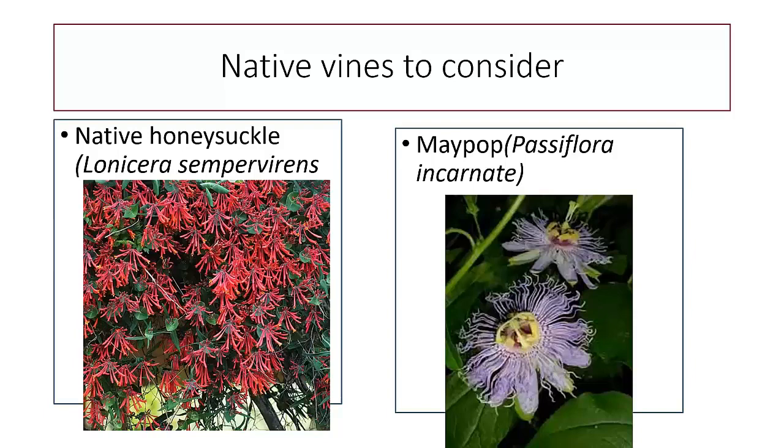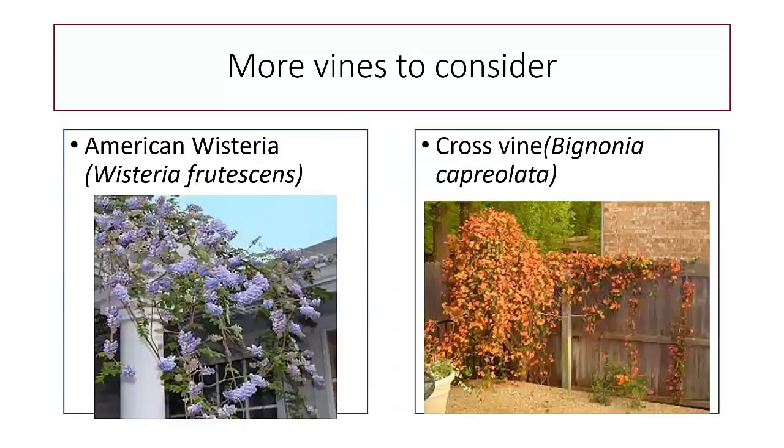wildlife enjoy. This is the American wisteria, the Wisteria frutescens. The blossoms are a little more compact than the Asian wisteria, and they're not quite as pendulous. It also doesn't smell as nice as the Asian wisteria, but it's a very stunning vine and very beautiful.